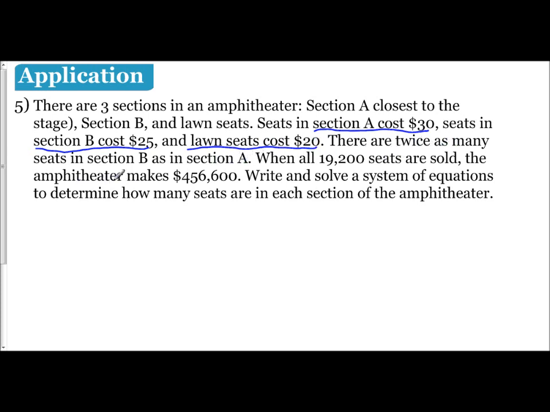Seeing how my units are dollars, dollars, and dollars, I'm going to continue and look through the rest of the problem until I see, when all 19,200 seats are sold, the amphitheater makes $456,600. So there is a matching unit, which means these pieces of information will be used to create the equation. You get $30 for every Section A seat, so 30A. You get $25 for every Section B seat, so 25B. And you get $20 for every lawn seat, which I'm going to call Section C.